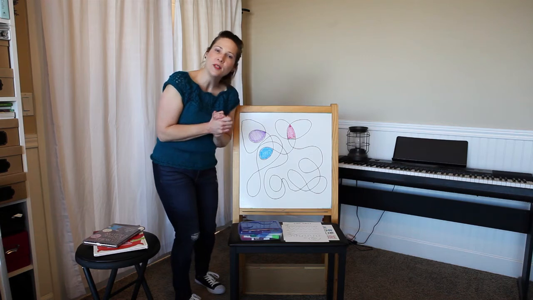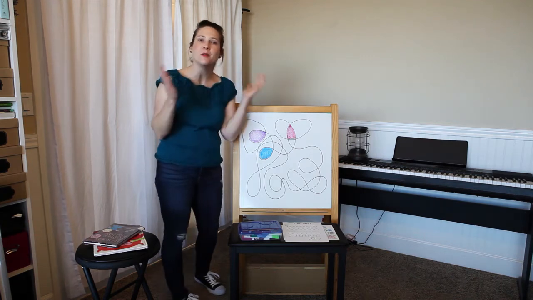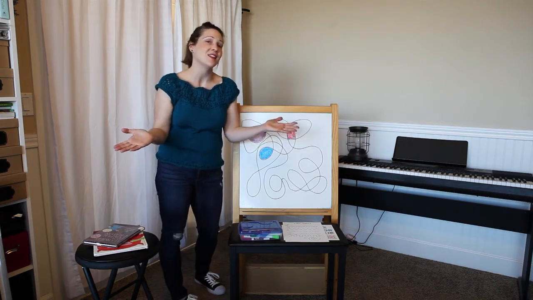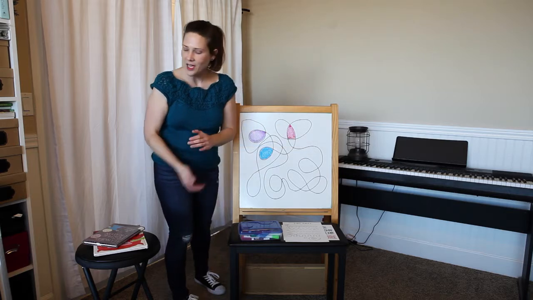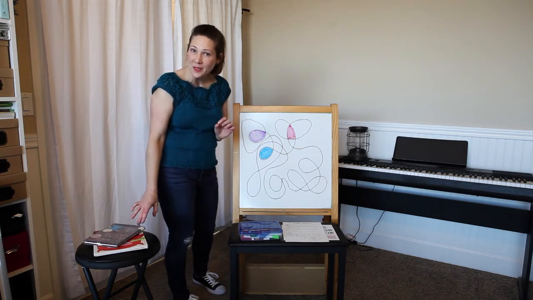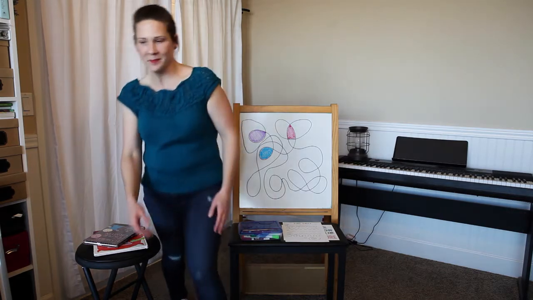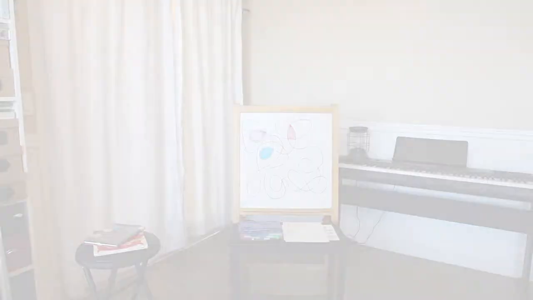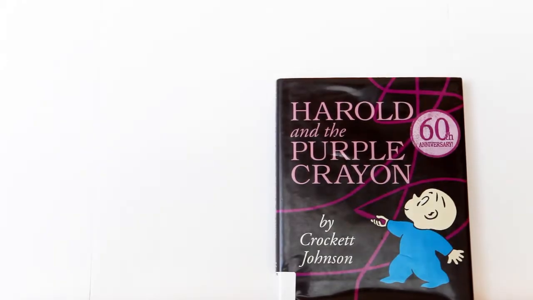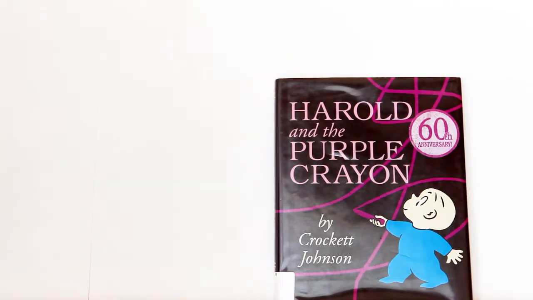Our first element of art is, do you remember? It's line. And we are going to now read some books that talk about lines. Harold and the Purple Crayon by Crockett Johnson.